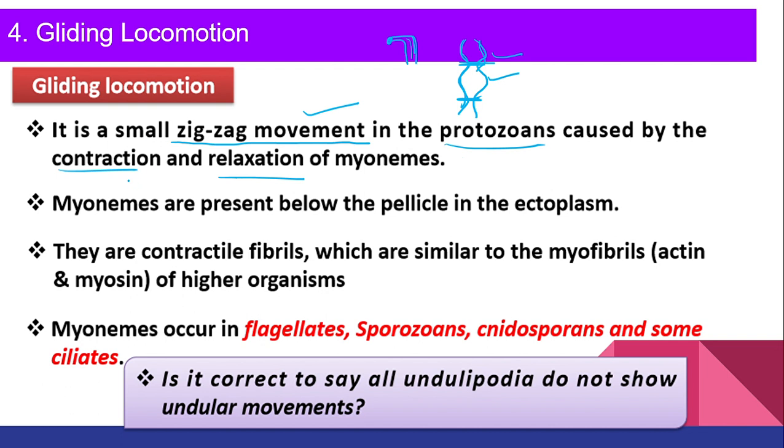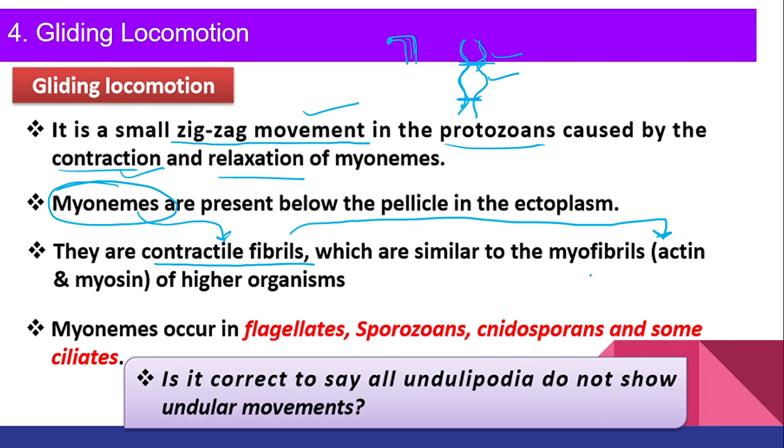So class, which structure have we studied for contraction and relaxation? We have studied the myonemes. Myonemes are the structures which help in contraction and relaxation, right? What is a myoneme? Myonemes are contractile fibers made up of actin and myosin, right? These are proteins, correct? Myonemes occur in flagellates, as we have already seen, then sporozoans, cnidosporans, and some ciliates, right?